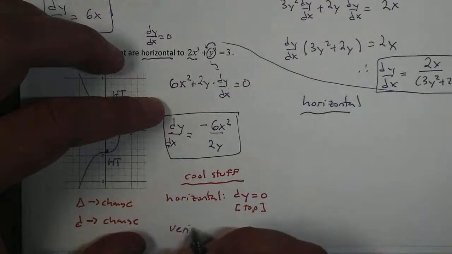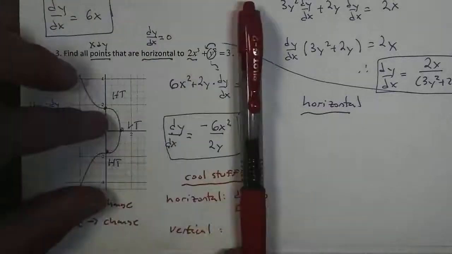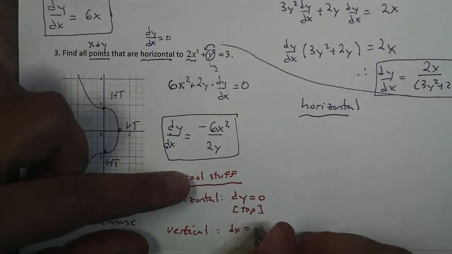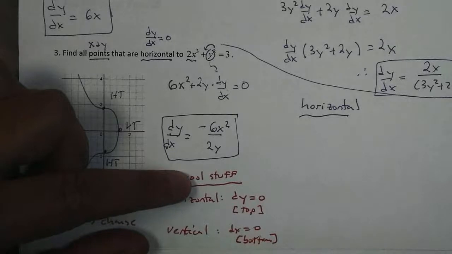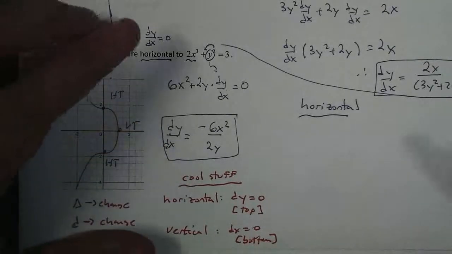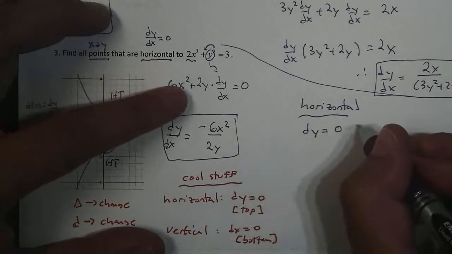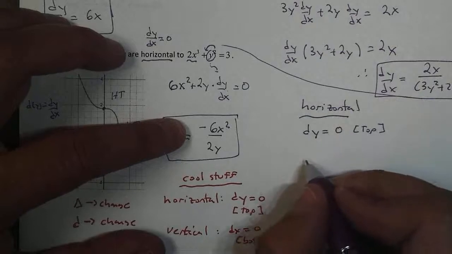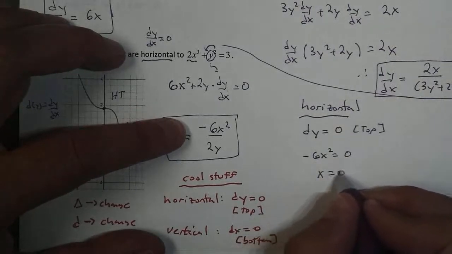Same thing for vertical. But for vertical, the change in x is 0, so we say dx is 0. So we only have to look at the bottom part of our equation. So when I'm looking for a horizontal tangent, I really only have to look where dy is 0, or the top of my derivative. And the top is just this negative 6x squared equals 0, and x equals 0 right there.